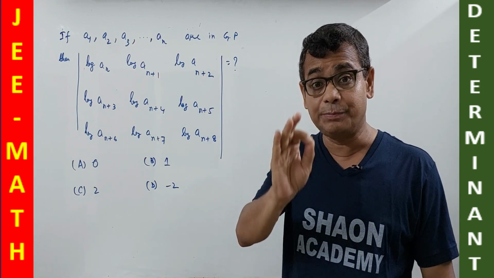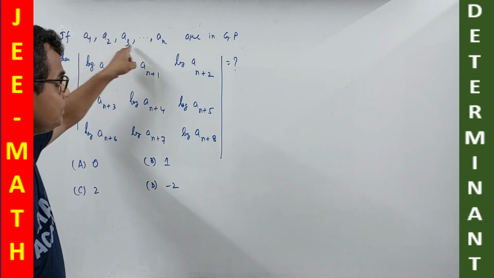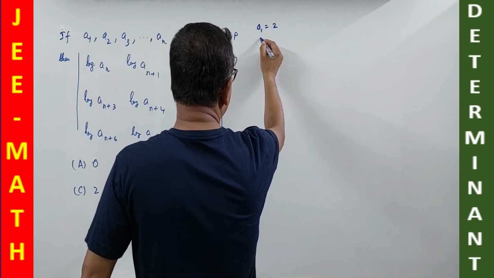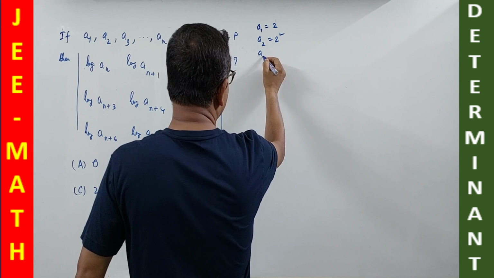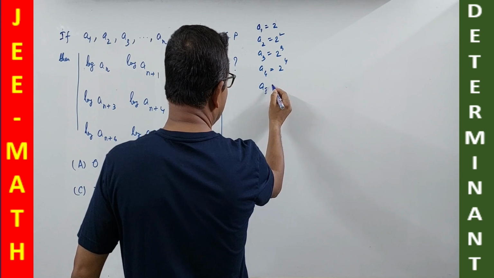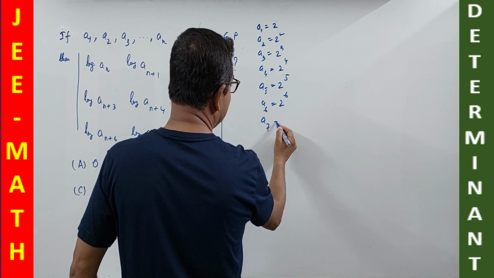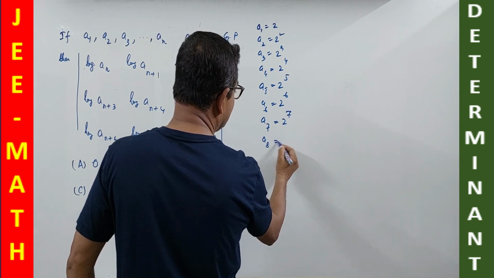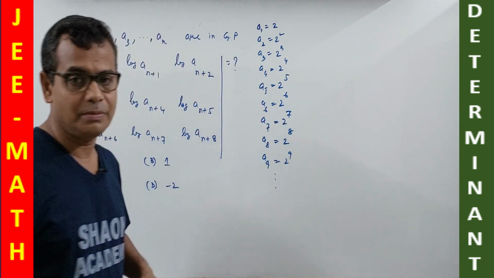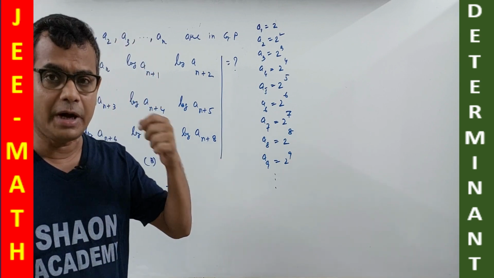Now let us apply a special trick. We have to assume a special GP. Suppose a1 equals 2, a2 equals 2 square, a3 equals 2 cube, a4 equals 2 to the power 4, a5 equals 2 to the power 5, a6 equals 2 to the power 6, a7 equals 2 to the power 7, a8 equals 2 to the power 8, a9 equals 2 to the power 9, and so on. Now 2, 2 square, 2 cube, 2 to the power 4, 2 to the power 5 are in GP.